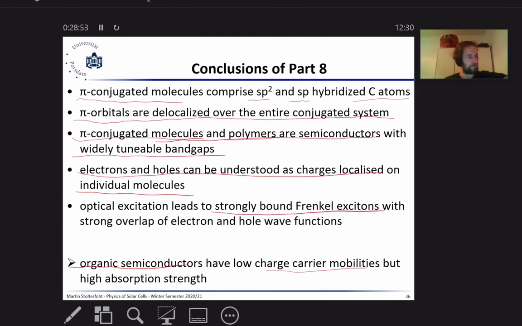Okay, now we have 15 minutes left. Do you have any questions? Maybe one small question. How can we decide if a molecule is hole conductive or electron conductive by the structure formula? That's a very good question. Or can we decide at all?